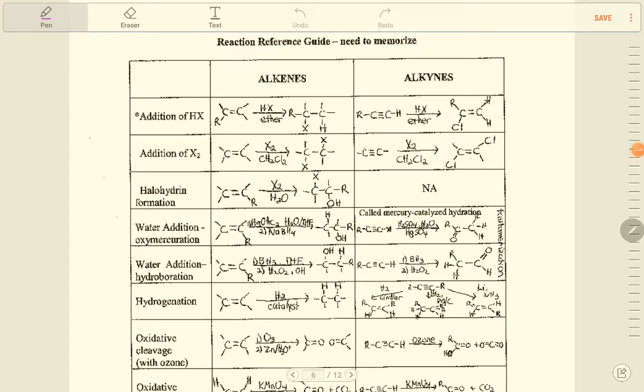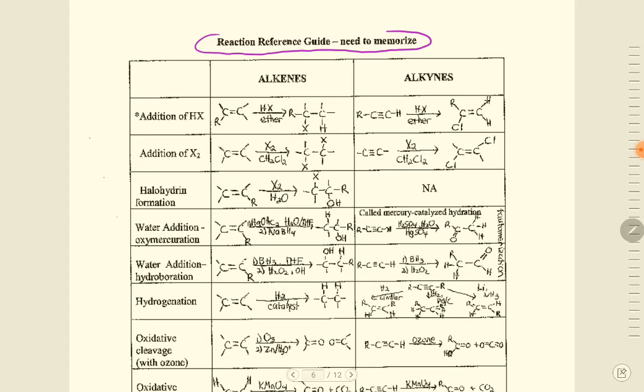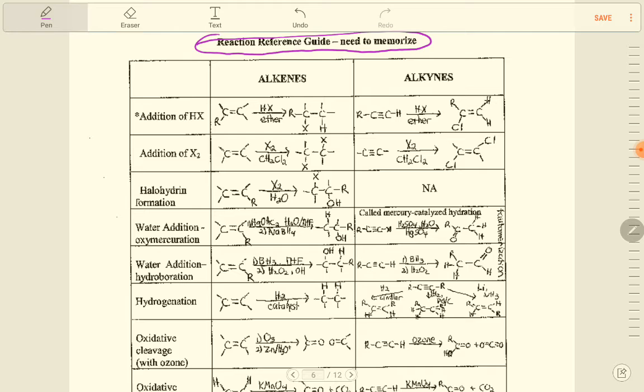All right, this is study guide 1, review of organic chemistry 1, and we worked on a few examples. Now let's work on the reaction reference guide. So what I want you to do, go ahead and memorize some basic reactions. For example, addition of HX to alkenes and alkynes.